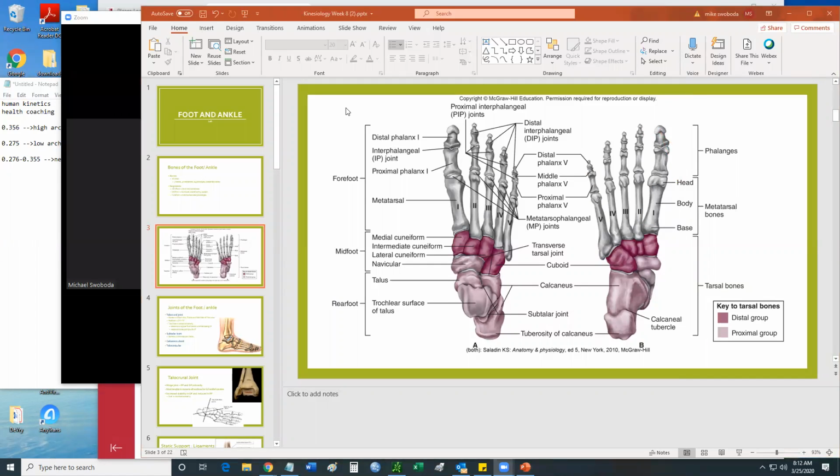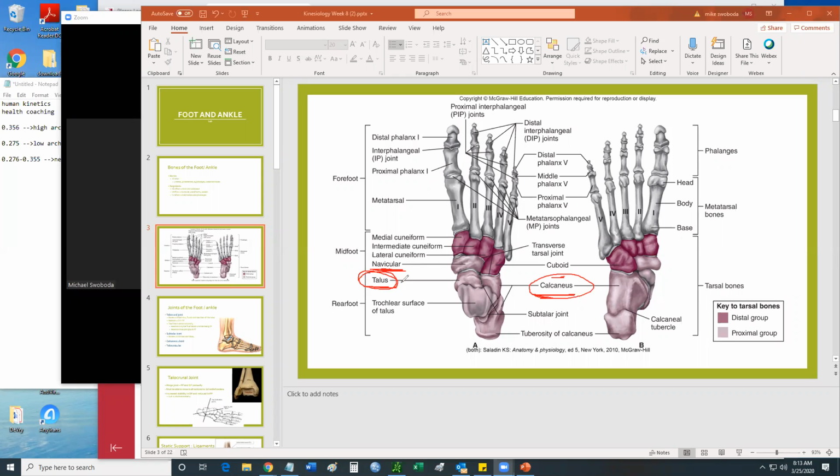As far as named bones, you'll need to remember, and we'll be covering this again when we get into the special tests as well, the navicular bone, the talus, and the calcaneus. The calcaneus is your heel bone. That's important because that's where your Achilles tendon attaches. Your navicular bone we'll be talking about later when we talk about arch height and navicular drop. And your talus is important because this forms your actual ankle joint.